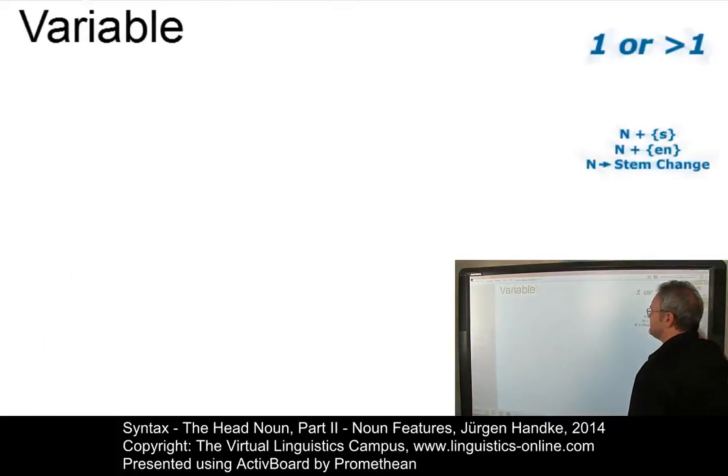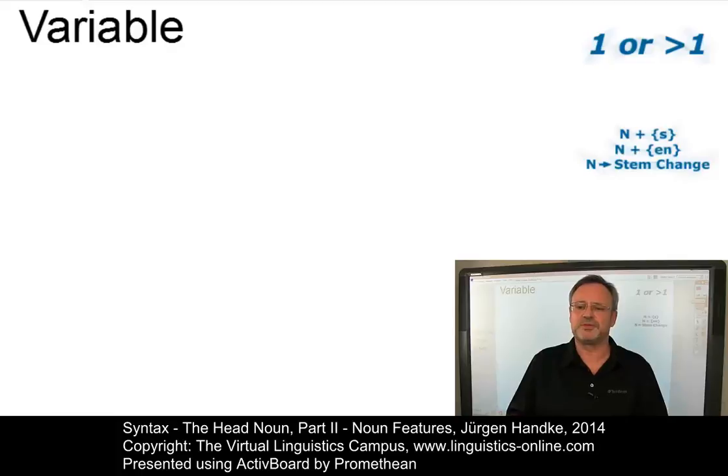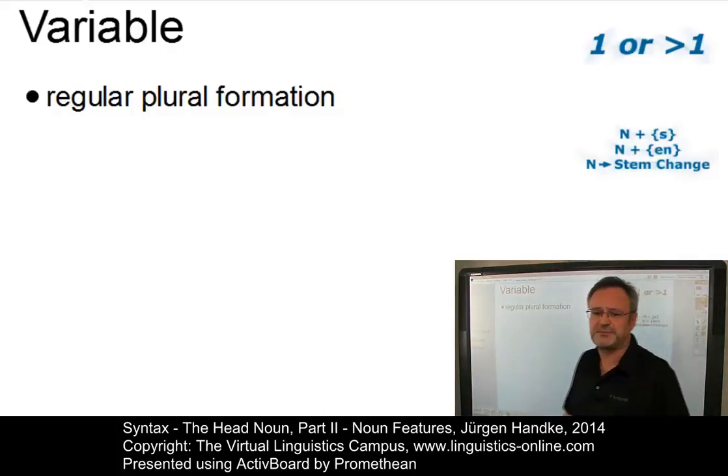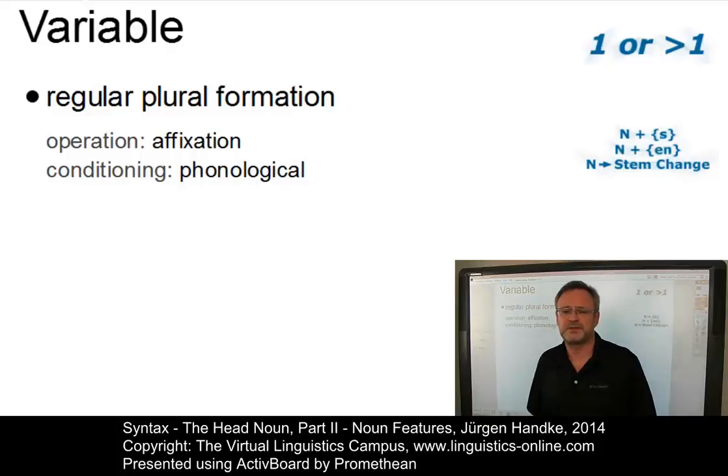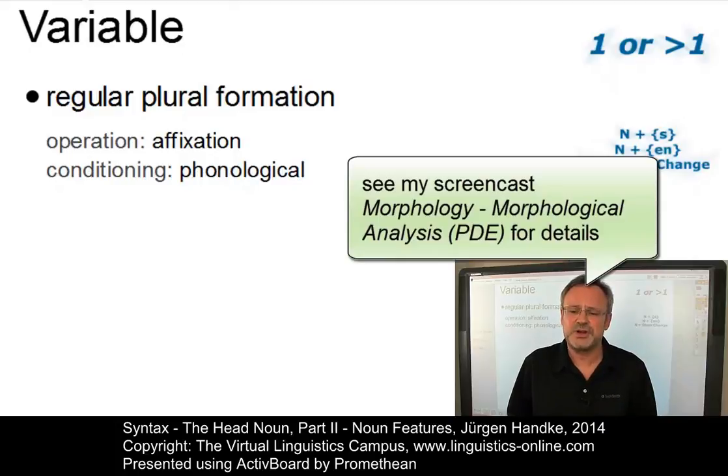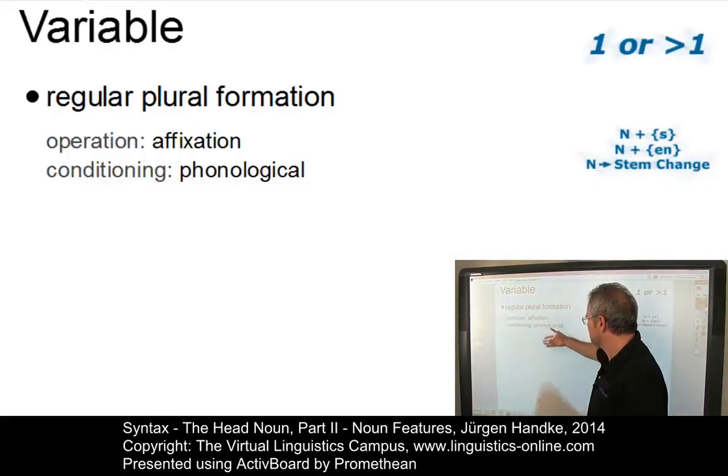Finally, we have the group of variable nouns, which may have two number forms, the singular and the plural. Depending on the morphological operation involved and the way the plural formation is conditioned, we can define several subclasses. The first is often referred to as regular plural formation. Now, nouns which are formed according to this regular plural formation paradigm involve an operation of affixation, which is phonologically conditioned. For a detailed explanation of the analysis of the plural in present-day English, I recommend to look at my screencast, Morphology, Morphological Analysis, Present-day English, in this channel. Well, let's look at the rules which determine what type of plural affix has to be chosen.